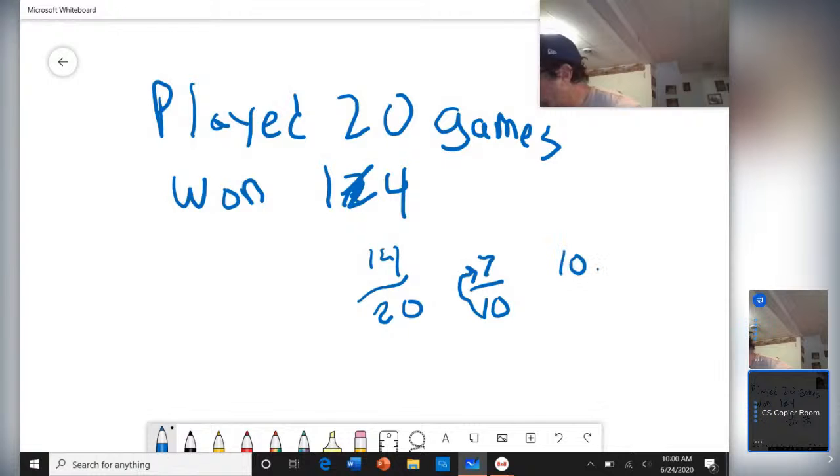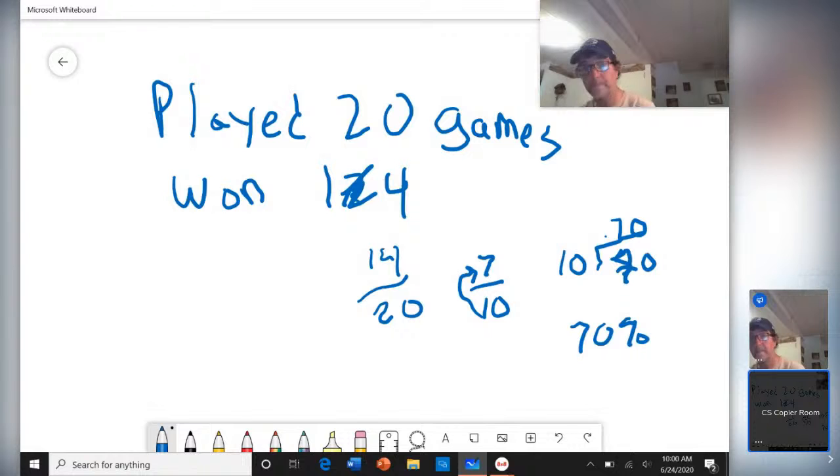It's going to be 10 into 70. 10 goes into 70, 7 times. So that would be 0.70. So when we convert that, it's going to be they won 70% of their games. Okay, so that was number 2. Let's do number 3 now.